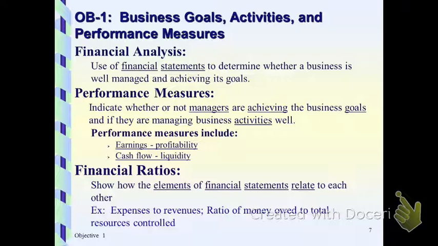An example of some ratios might be expenses to revenue. These we have already looked at when we've looked at the component percentages on our income statement. Another ratio is the ratio of money owed to the total resources that are controlled by the business. There are many ratios, and again, we will learn about those in detail as we progress through the semester.